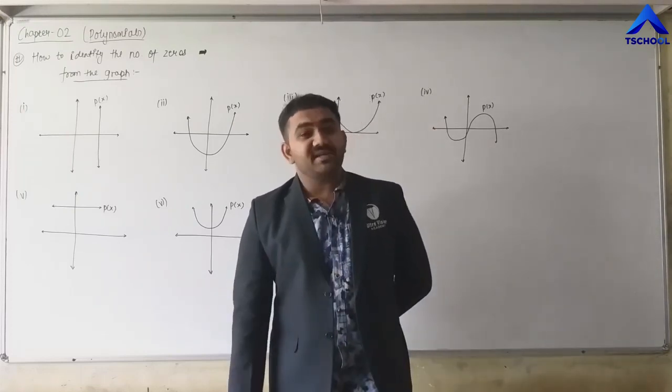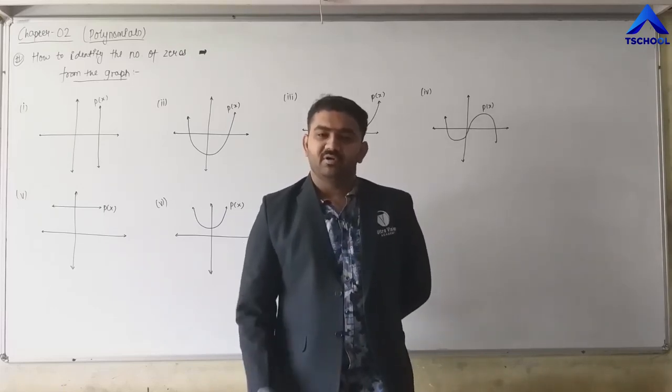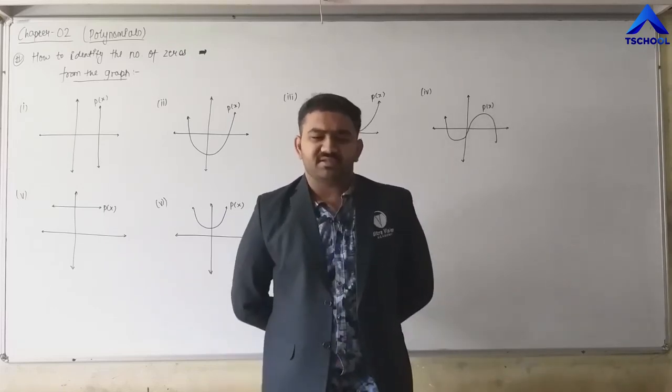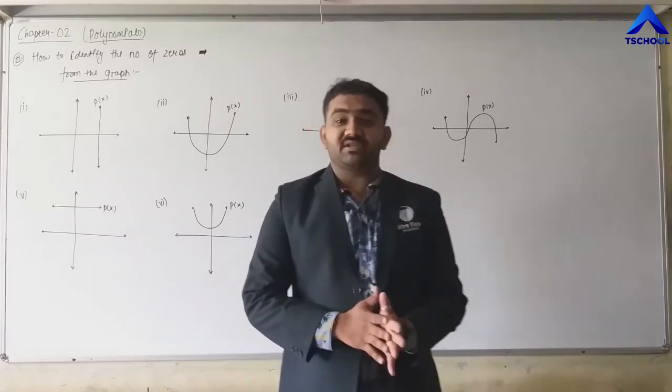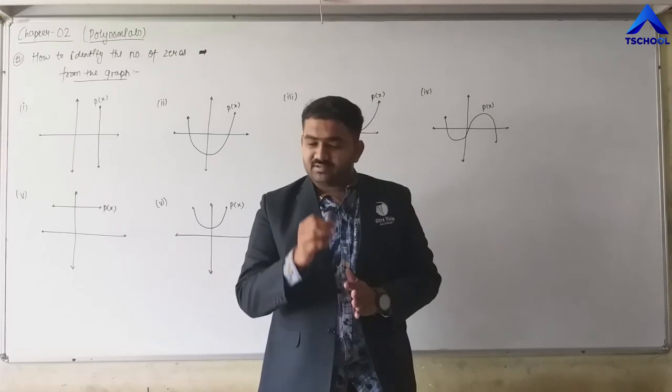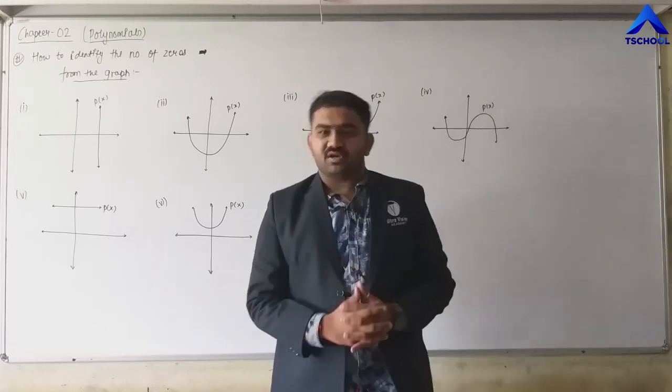Now, in today's lecture, we are going to discuss the number of zeros a polynomial can have, then the relationship between the zeros and the coefficients of a polynomial, and lastly, the division algorithm of the polynomials. So let us start with the first topic of today, that is the number of zeros a polynomial can have.